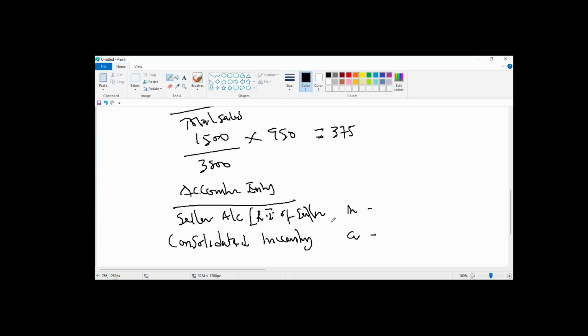If 1/4 of the inventory is unsold, what is the 1/4 of 950? What does it give us? Sir, the same thing, 375. Yes, that's what it's saying. The 1/4 is unsold. I will just say seller. Why do you sell and make profits? I will debit the seller account and credit consolidated inventory.